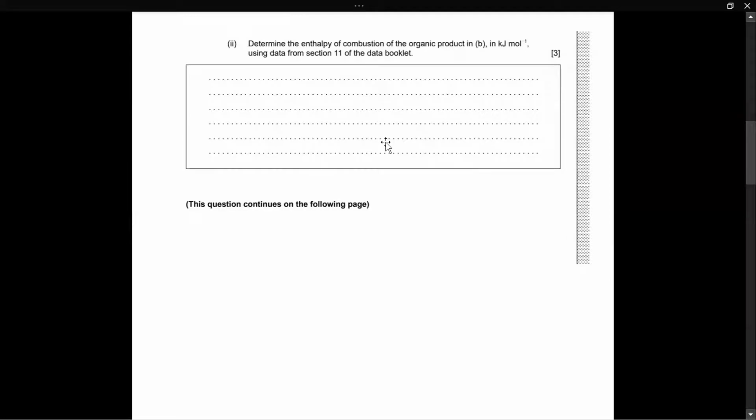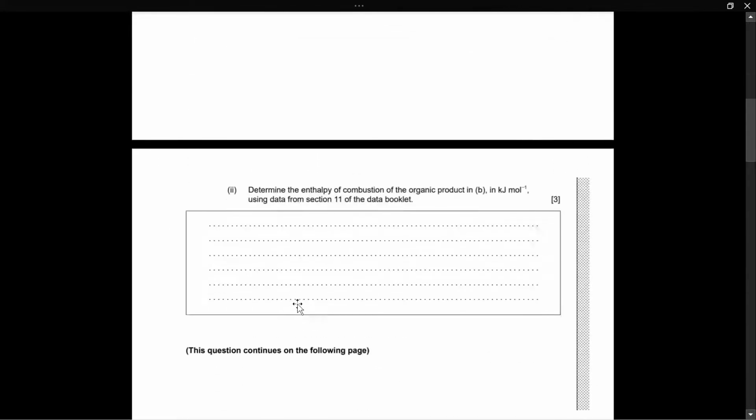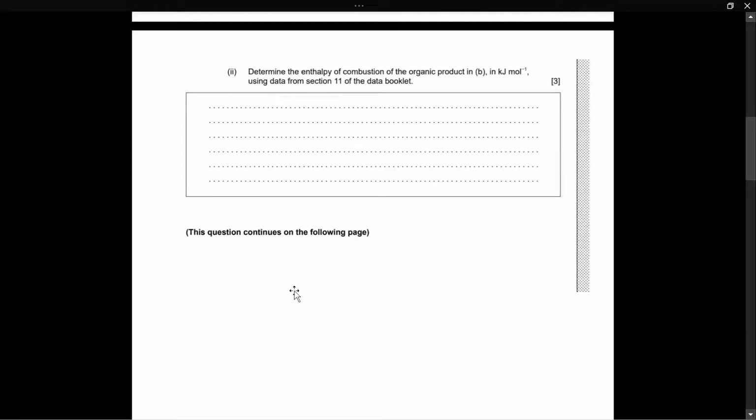Determine the enthalpy of combustion of the organic product in B. So in B, we made the organic product, which is C2H5OH, which is ethanol. Now, they're asking us to determine the enthalpy of combustion using the data from section 11 of the data booklet. Just a quick exam tip, be very, very careful which section you use. If they have said to use section 11, only use section 11.